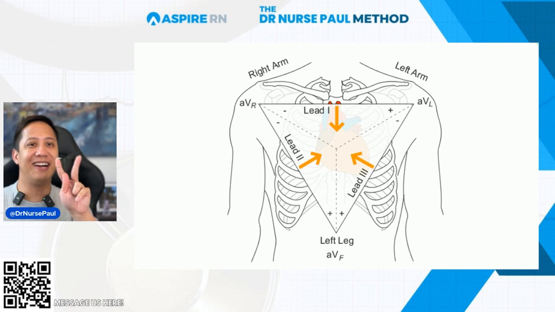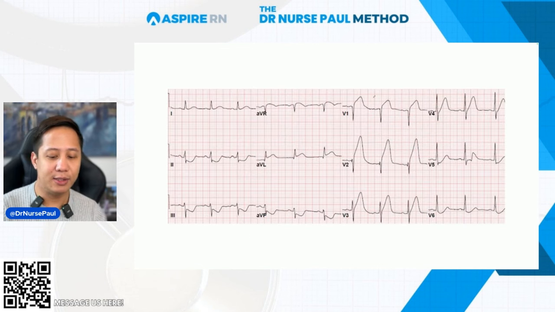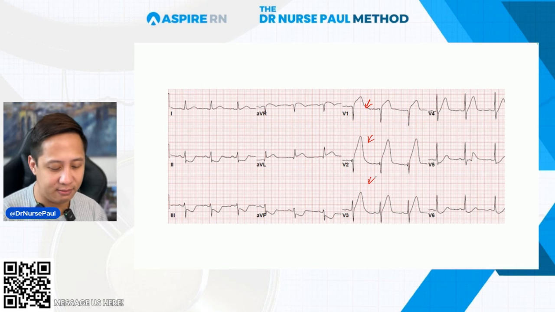All right, now let's apply that. I'm going to show you an MI EKG and help you identify it. I'm going to tell you where the ST elevations are, but you tell me what area is having MI. Here I see ST elevations in V1, V2, V3, and a little in L, but not too much.